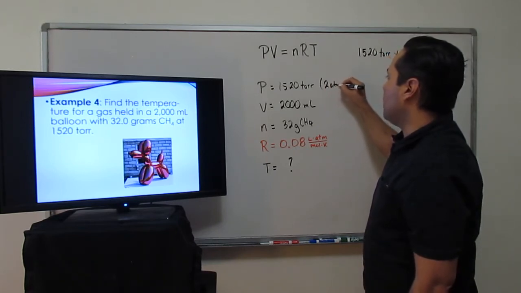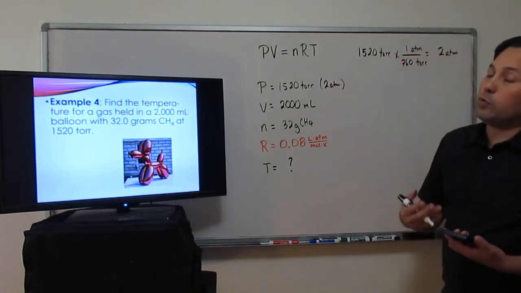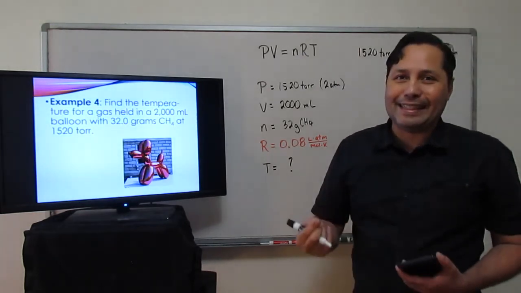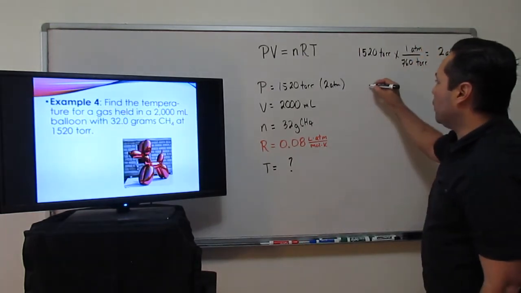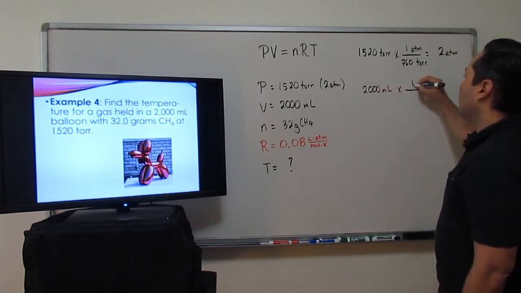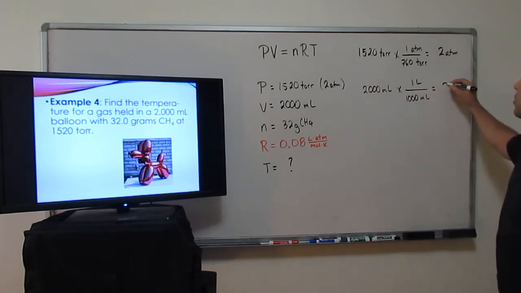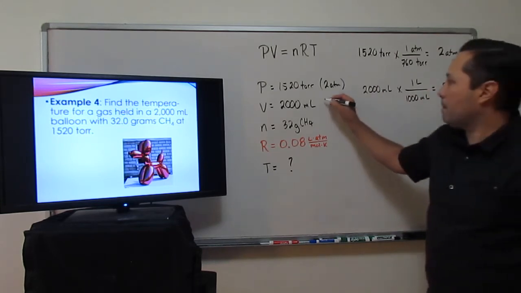2 ATM. Next, for our volume, it's in milliliters. We don't need it in milliliters, we need it in liters. So we're going to go ahead and convert it. So we got 2,000 milliliters. For 1 liter, there's 1,000 milliliters. So that ends up with just 2 liters.